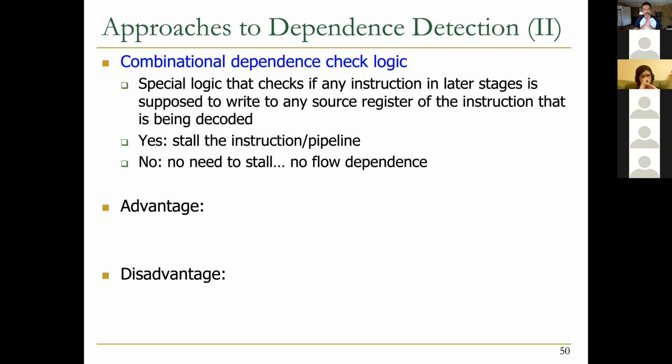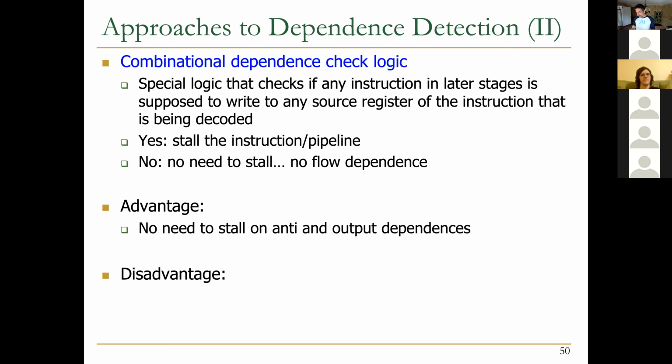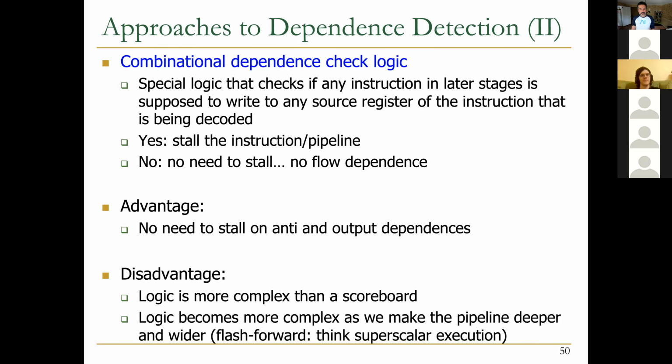So in this case, if that's the case, we need to stall the instruction in the pipeline. If it is not, if by this combinational dependence check logic that's not the case, then we don't need to worry about it because there wouldn't be any dependencies. The advantage is that there is no need to stall on anti and output dependencies, and the disadvantage is that the logic is more complex than the scoreboarding.